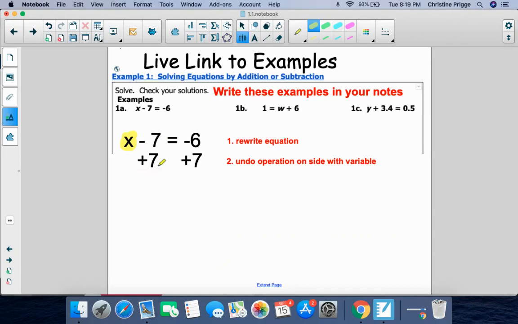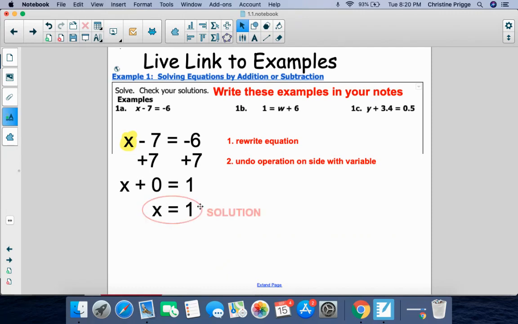I want 0 on this side. So when I take away 7, the inverse or the opposite of taking away 7 is to add 7. When I add 7 to this side, I need to make sure I add 7 to the other side. And that is doing the same thing to both sides, and it's keeping that balance. Remember, this is that balance scale. Once I take that away, I end up with x plus 0, because negative 7 and positive 7 combined make 0, equals 1. Do I have x all by itself on one side? Well, I sure do, because 0 really means nothing. So x equals 1. And this is actually my solution. I just found the value of what x must be in order to make this equation true.